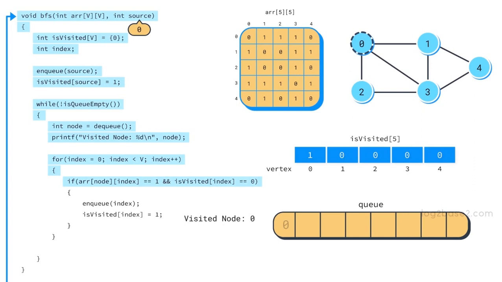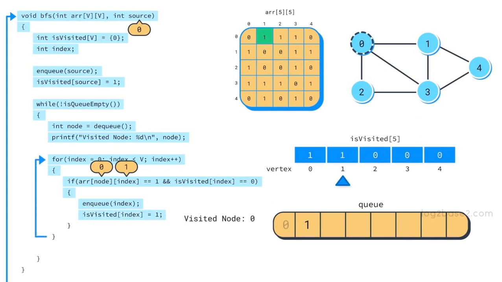But here we have ARR of 0, 0 equal to 0. So if fails, and in the next iteration index is equal to 1 and ARR of 0, 1 equal to 1 and isVisited of 1 equal to 0. That is, 1 is not visited yet and it is a neighbor of 0. So insert it into the queue and make it visited. So isVisited of 1 equal to 1 now.